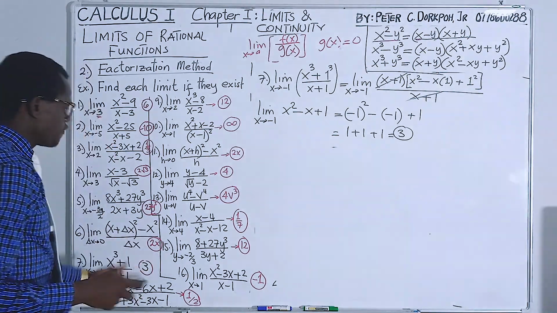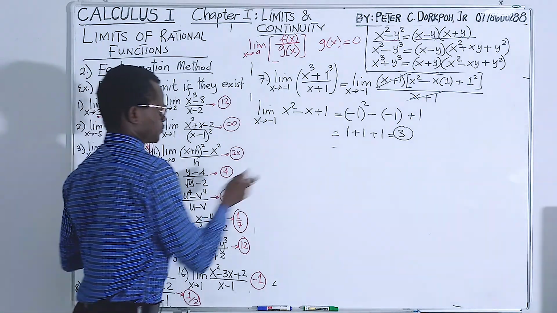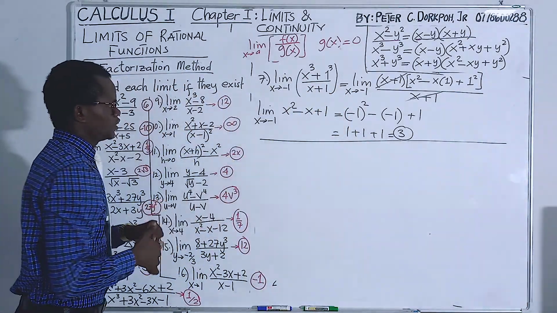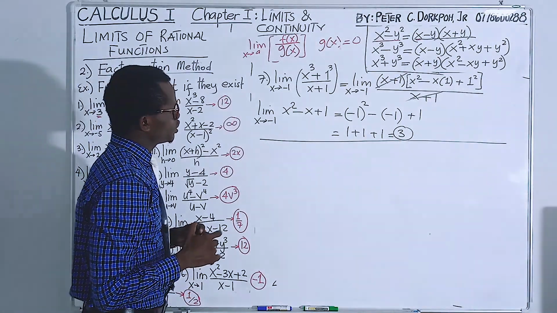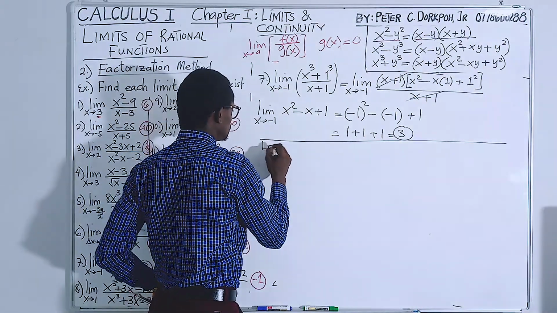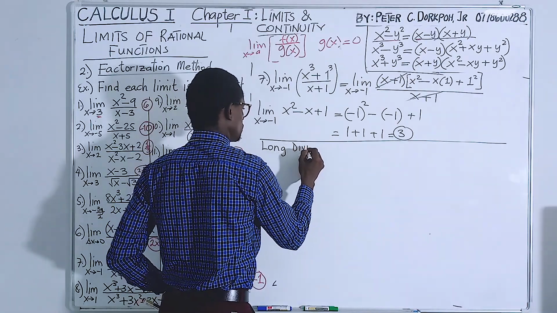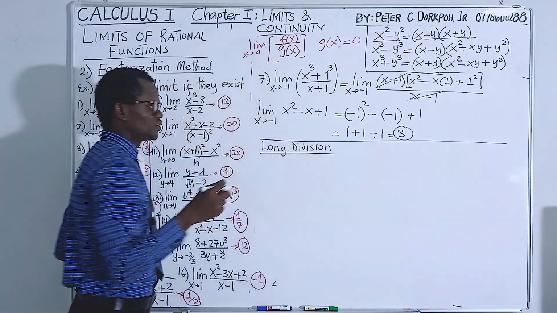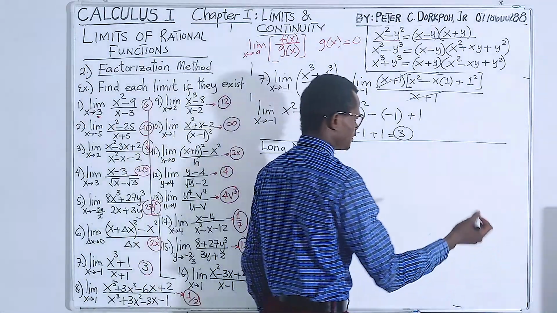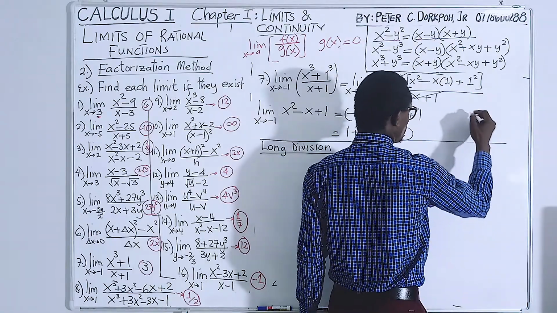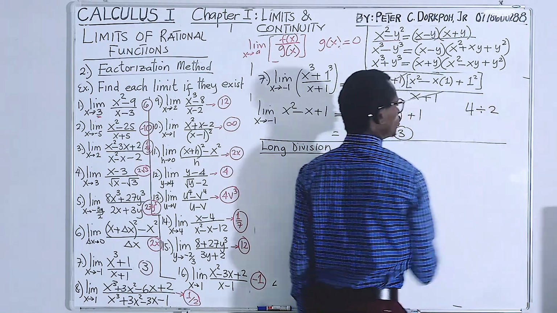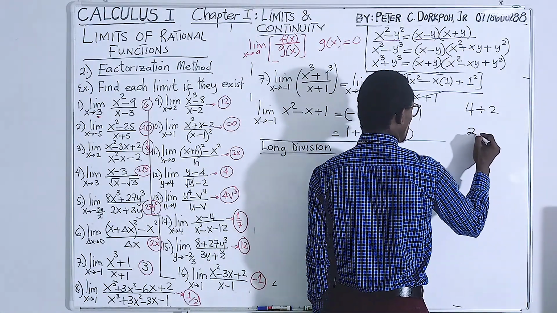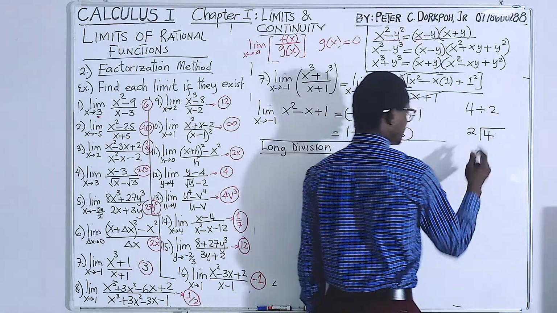Okay, so to prove it further, let's do the next method. Let's say we do not want to use this method. Let's say we want to use long division. Long division is just like the way in elementary days, if they said 4 divided by 2, you say 2 outside and then the 4 inside. This is the long division.